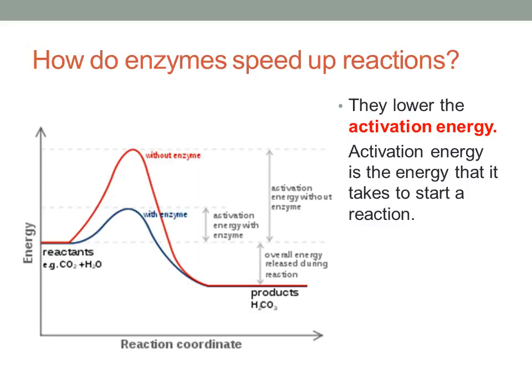The reaction cannot happen until it gets to the top of the hill. So you can imagine that on the blue line, it's going to happen a lot faster. What we call that hill in scientific terms is activation energy. Activation energy is the energy that it takes to start a reaction. So what enzymes do is they lower that activation energy, or lower that hill, so we can do the reaction a lot faster. So enzymes speed up reactions by lowering activation energy.